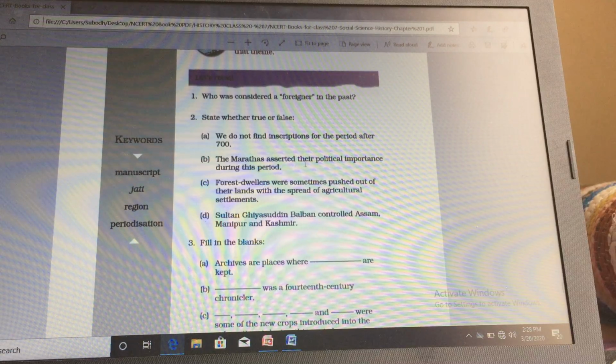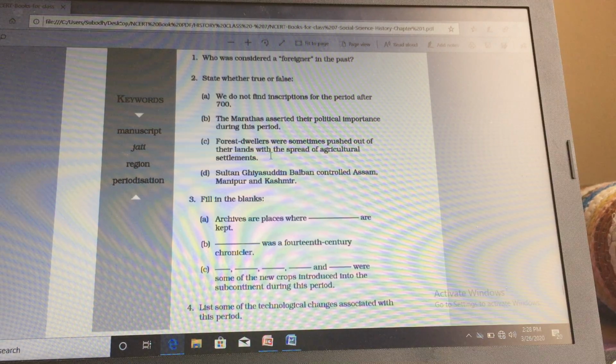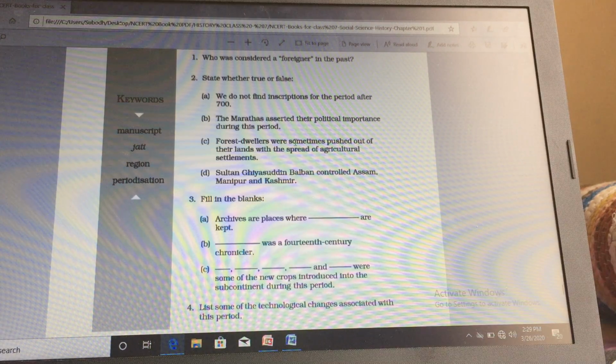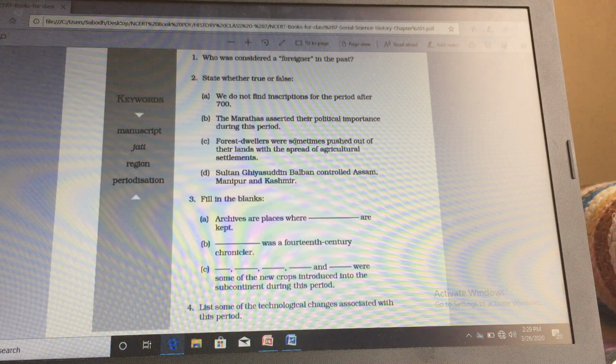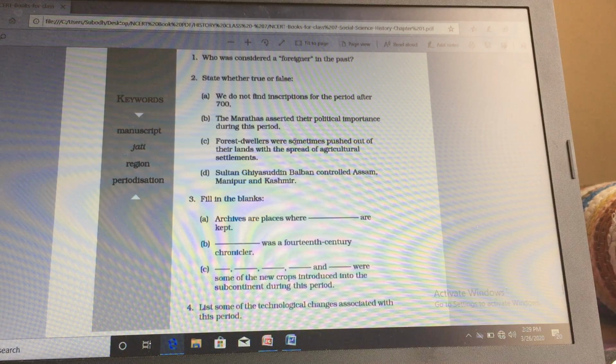The next question is true false. We do not find inscriptions for period after 700. Is it true? In fact, it is false. We do see that there was an invention of paper, so we see a lot of written material. So this statement is wrong. The second question: Maratha asserted their political importance during this period? Yes, in the medieval period, we come to know about one group, the Maratha, and they became very powerful.